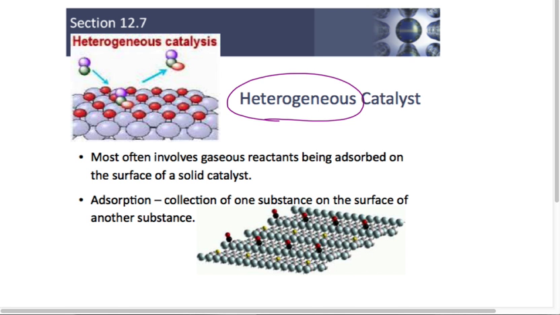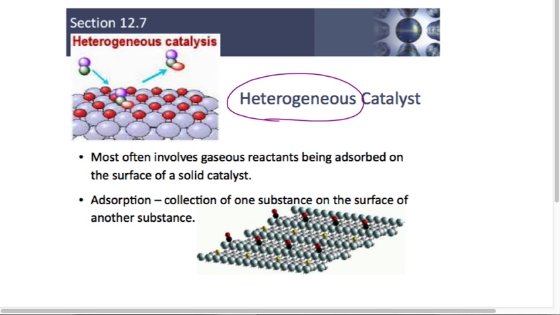Heterogeneous catalysts most often occur with gaseous reactants on top of a solid surface. What a catalyst of this kind allows you to do is allow gas molecules to come in, adhere, getting them close together enough so they can react, and then releasing them. The catalyst just provides that surface that brings things closer together.